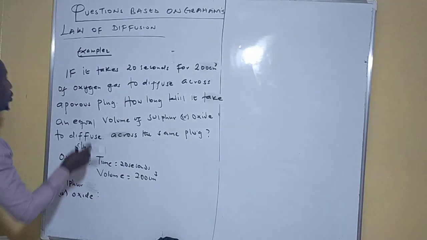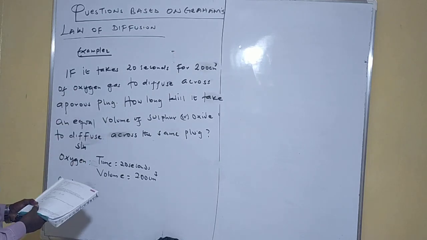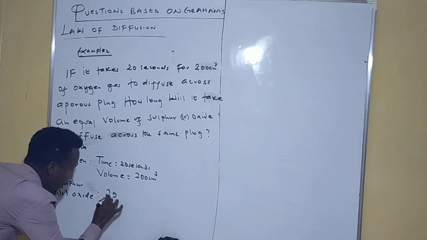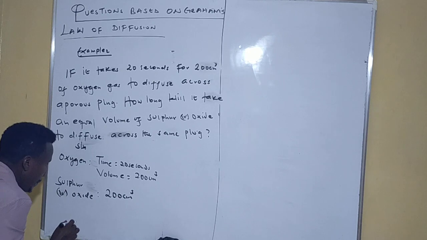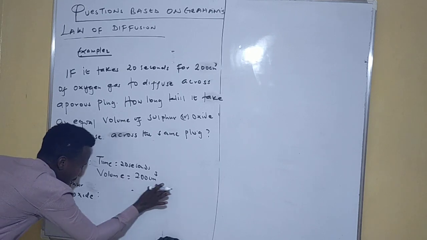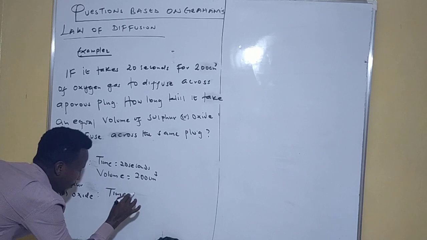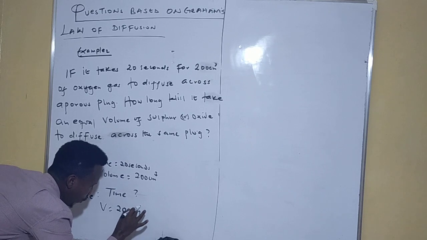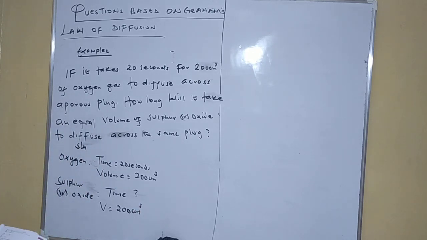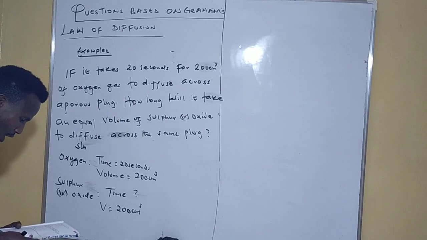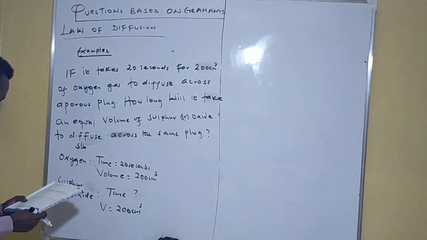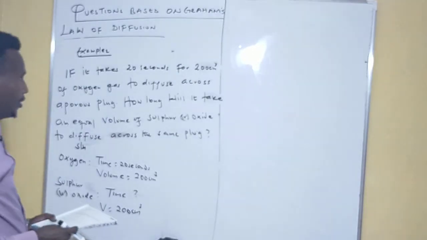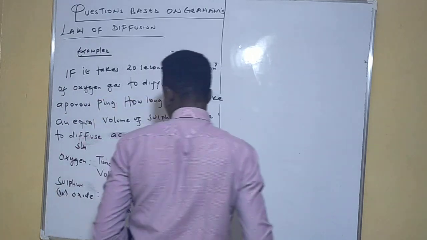Go back and read the question: how long will it take an equal volume? That means the volume will be 200 centimeter cubed. But what is under question mark is the time taken by this one. Volume V is the same, because it is equal volume. These are equal volumes of gases, for your information.